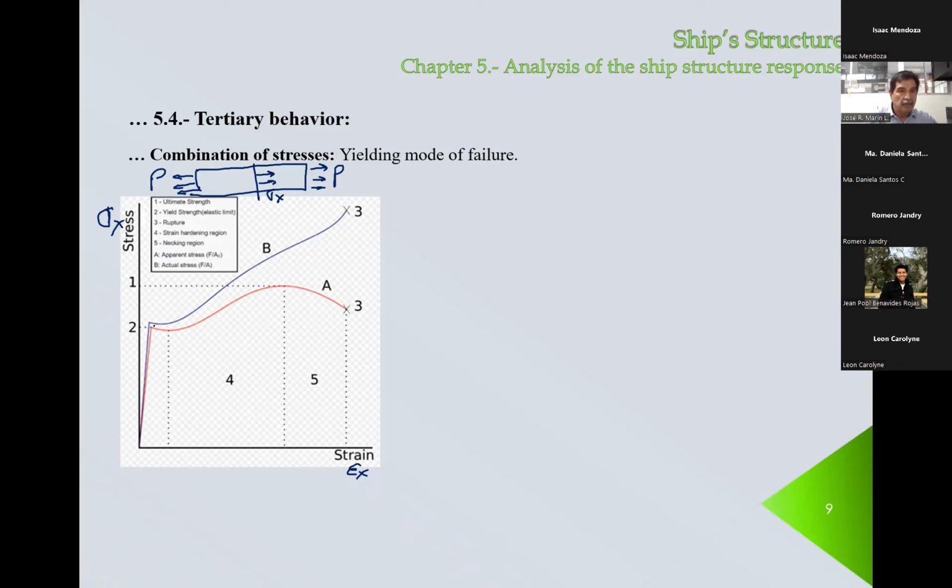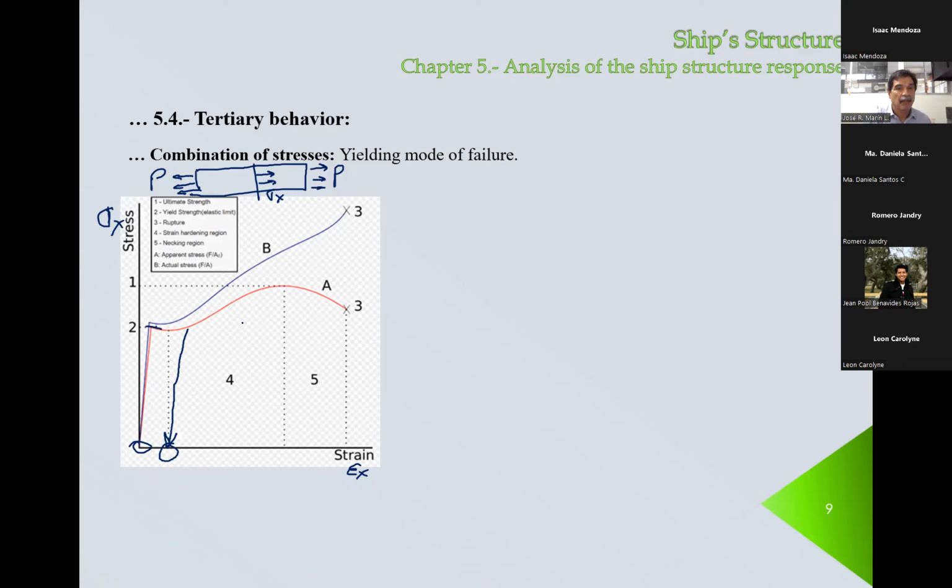And you see that if you are here, that's 0.2, that's the yield stress. If you are below that, that means that after you take the load out, you come back to the original state. You come back here. If you apply a force which takes you above the yield point or the elastic limit, after you unload the structure, you have a permanent deformation.